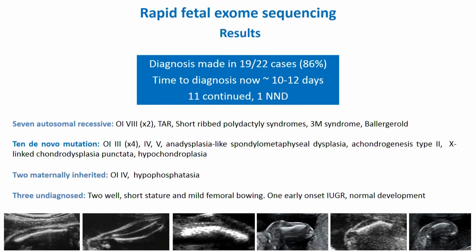And several of these cases actually continued the pregnancy because the abnormality was less severe than might have otherwise been thought. You can see that we've identified 7 recessive cases, the majority are de novo, and 2 maternally inherited cases. One is that maternal case of hyperphosphatasia I described, and another of osteogenesis imperfecta type 4.